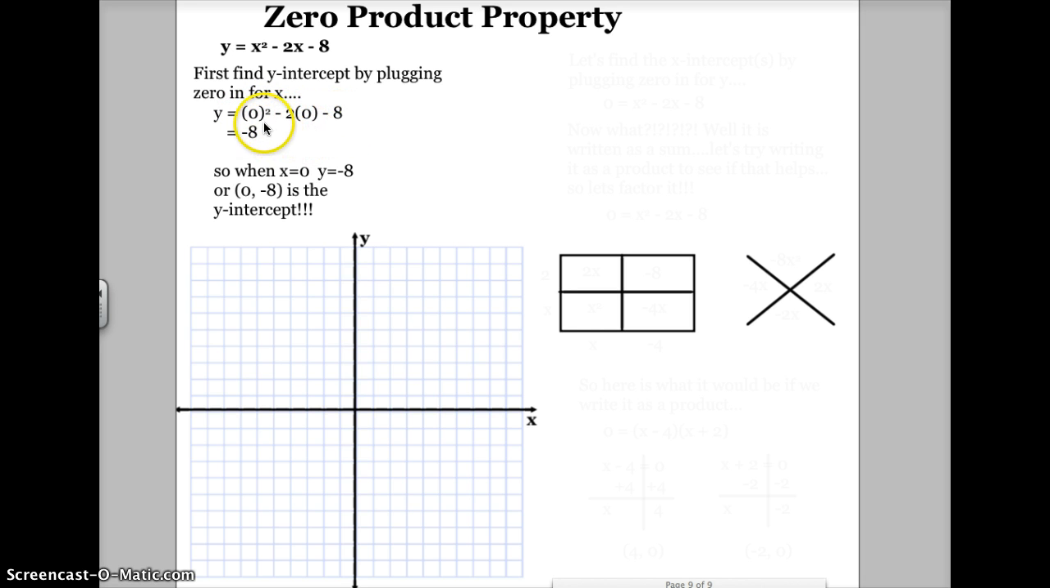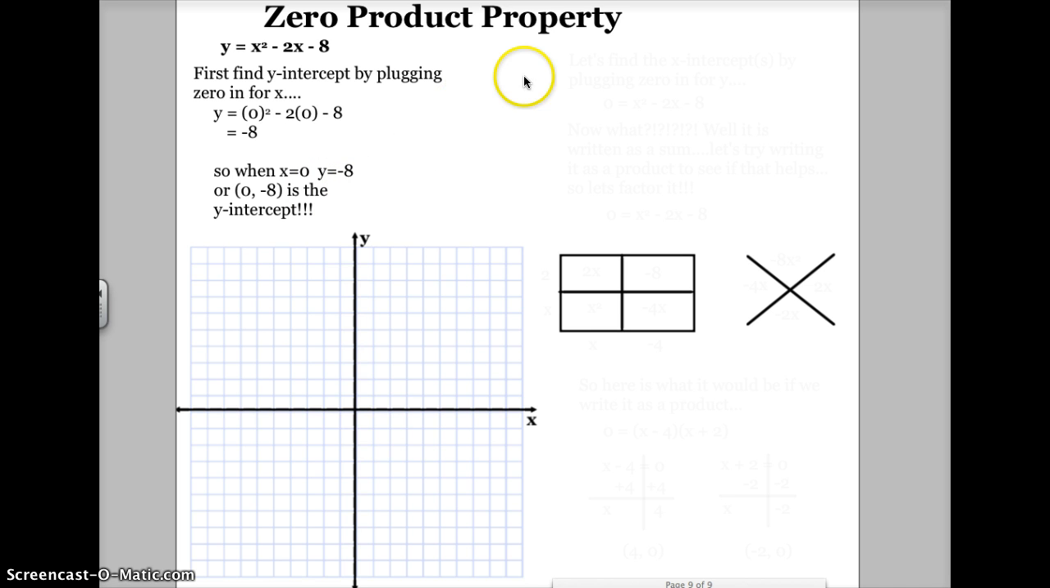Now, 0 squared and 2 times 0 are both nothing, so they're going to disappear. So what I have when x is 0 is a y value of negative 8. So I wrote that down. So (0, -8) is a point, and that's going to be the y-intercept.